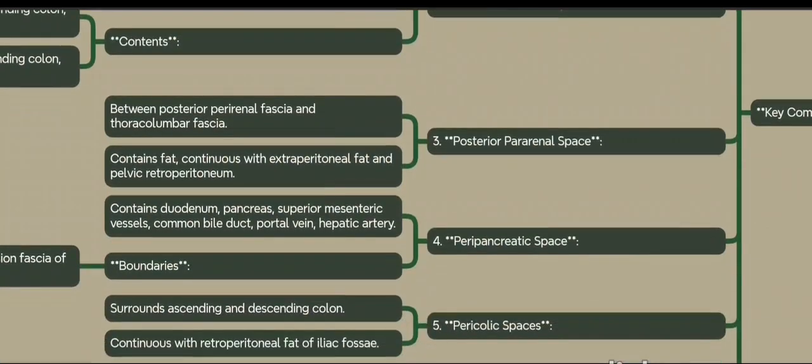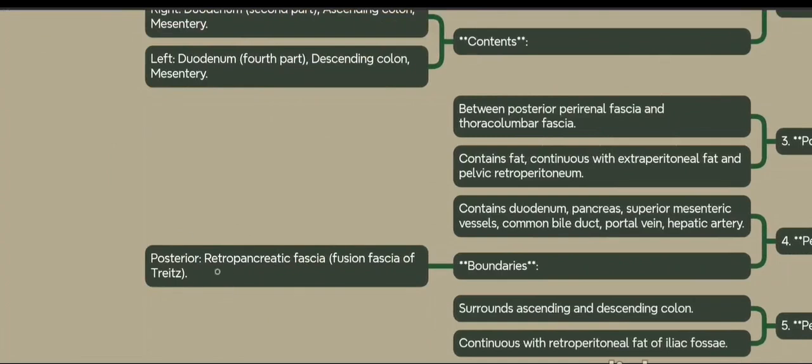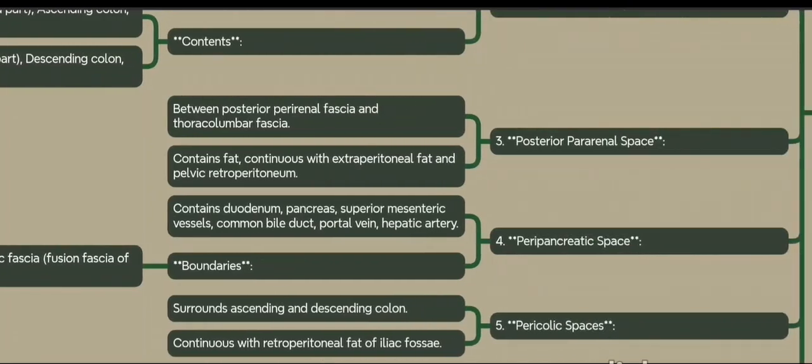What about the peripancreatic space? It contains duodenum, pancreas, superior mesenteric vessels, the common bile duct, the portal vein, and the hepatic artery. What are the boundaries of it? Posteriorly, retropancreatic fascia, which is the fusion fascia of Treit. Fusion fascia helps you to what? To dissect.